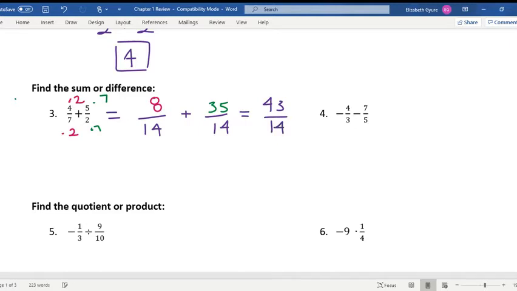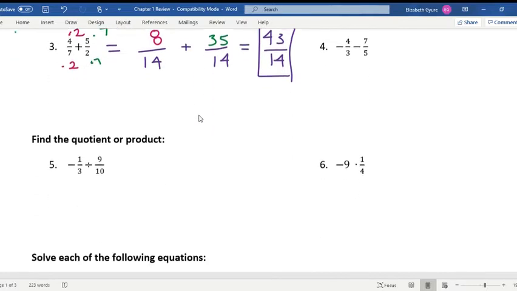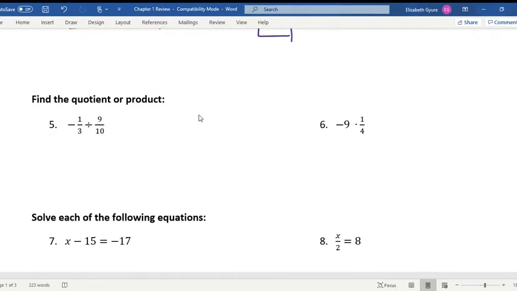Can that fraction be reduced? No, you can just leave it like that. You don't have to rewrite it as a mixed number, but you do have to simplify it, yeah. That's probably what you're thinking of. All right, Jane said number 6.